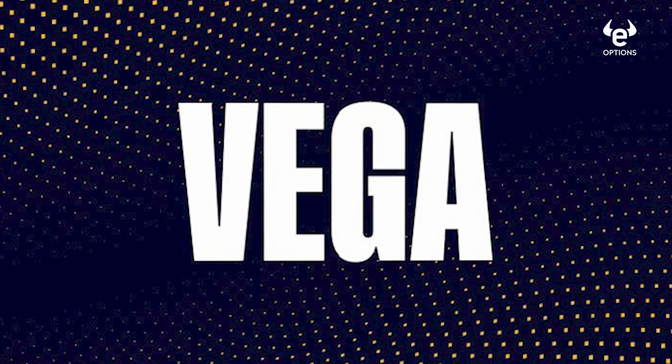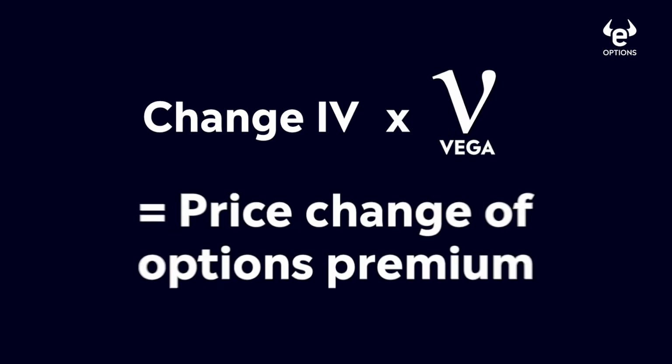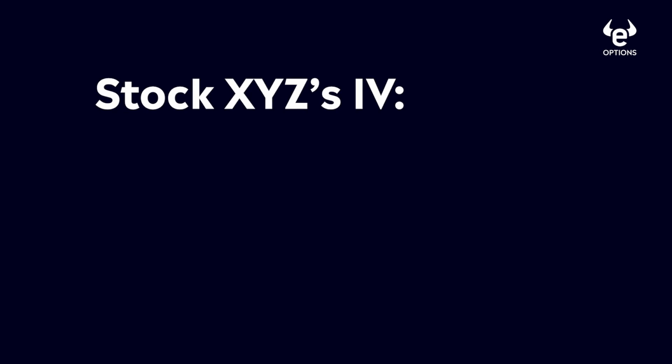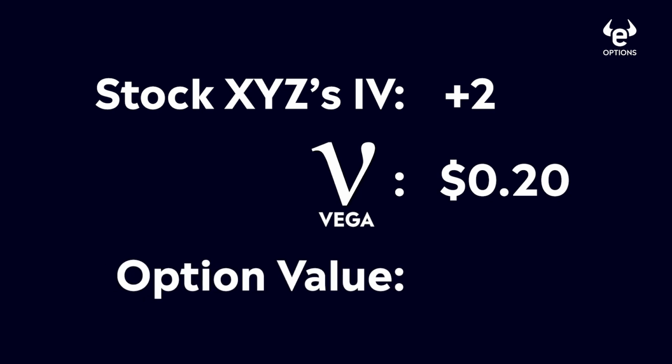Now that you know about implied volatility, let's get into Vega. Vega estimates how much the premium of an options contract will change with each percentage point change of implied volatility. Breathe in, we can do this. Just take the change in implied volatility times Vega, and you get the price change of the options premium. For example, as earnings season approaches, stock XYZ's IV increased by 2. And since the Vega is 20 cents, the value of the option should theoretically increase by 40 cents. And that's it. You know the basic Greeks now.